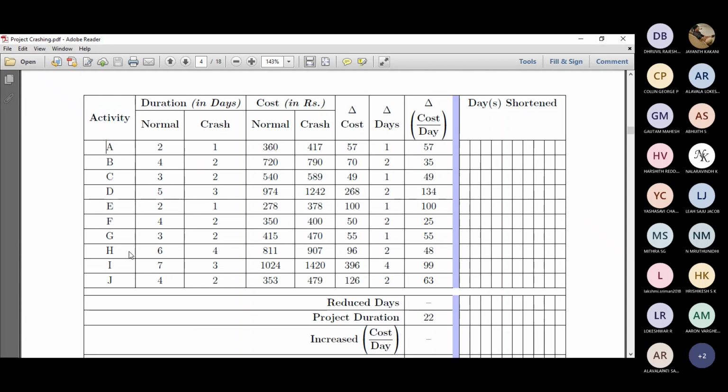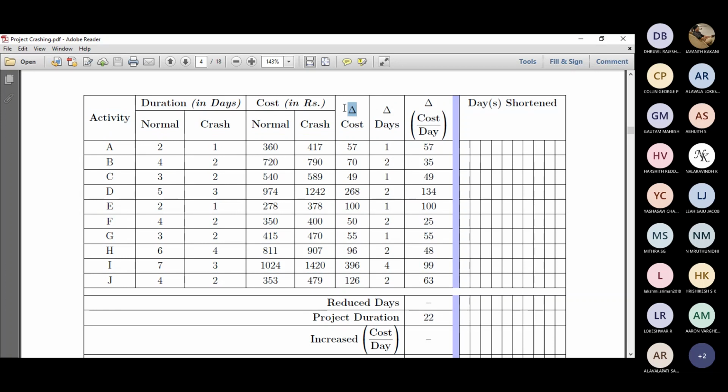Activity from A to J, and the duration is normal duration and crash duration. We also put, it's the question, right? So from this to this is the question. I mean, from this to this is the question. Activity to 479, this particular thing is a question.